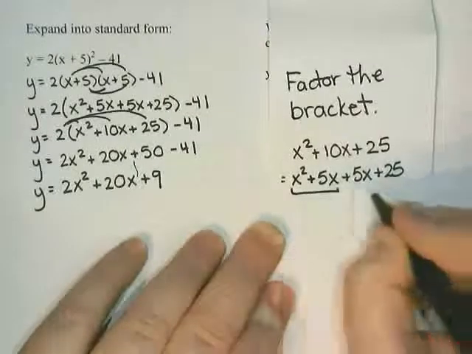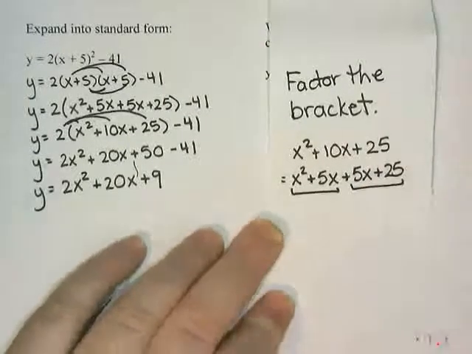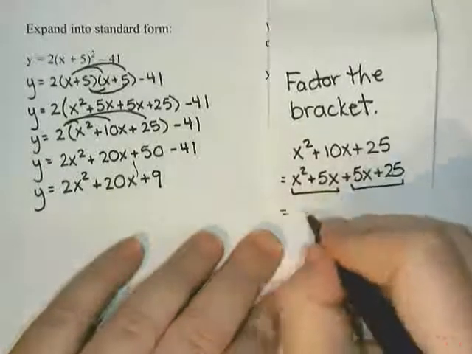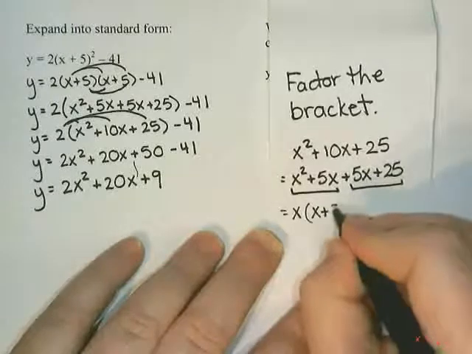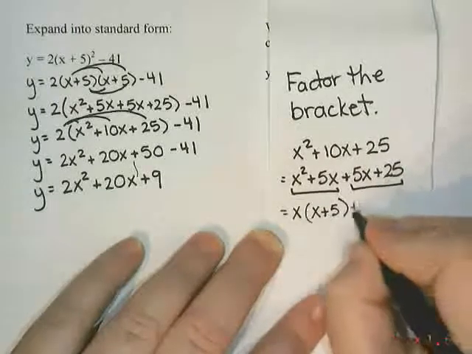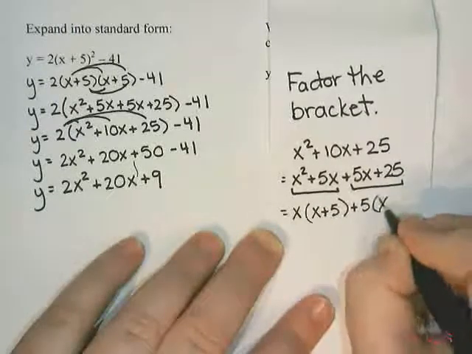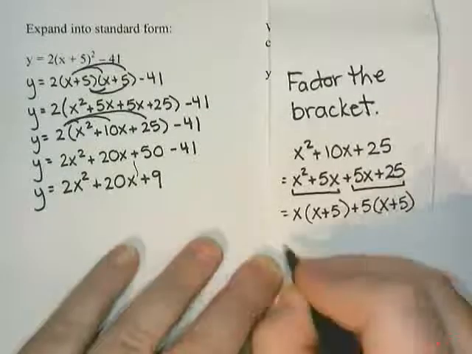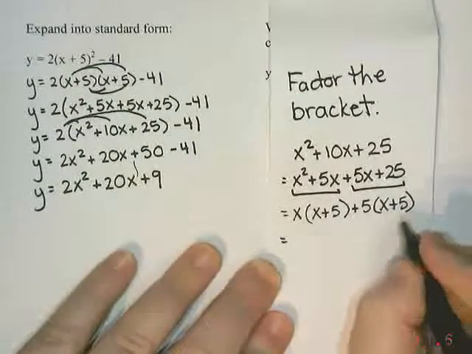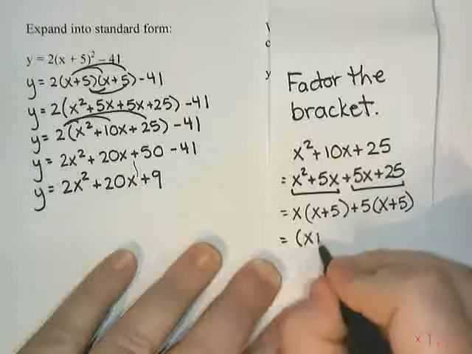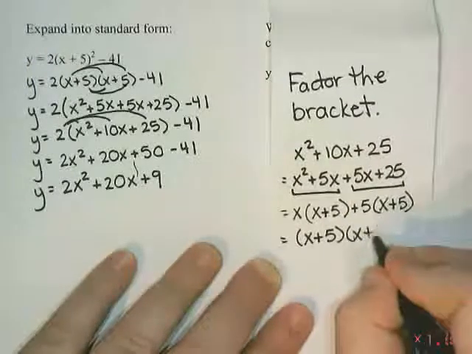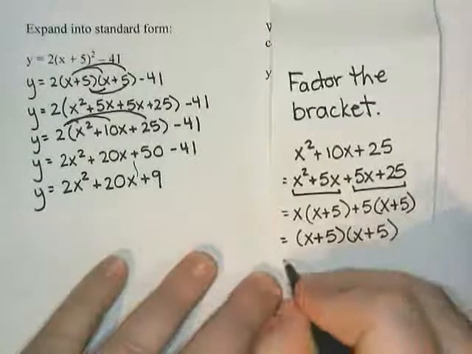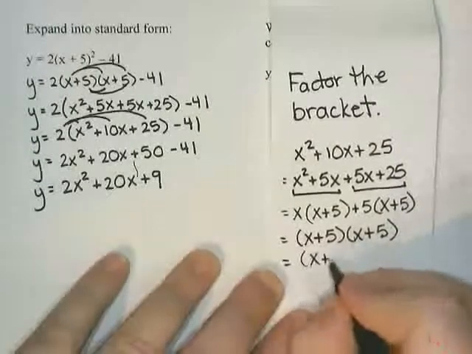I'm going to group the first two, group the second two, take an x out of the first part, we're left with x plus 5, take a 5 out of the second part, we have x plus 5. They both have an x plus 5, so that's going to be x plus 5 times x plus 5, which I can also write as x plus 5 squared.